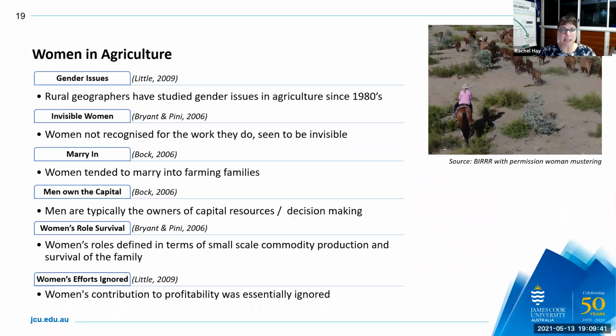If we dig a bit deeper into the academic literature, the research says that in gender issues, Bryant, Pinney and Little were the main offenders in terms of researching women's role in agriculture. Rural geographers have studied gender issues in agriculture since around the 1980s, and the early literature highlights that women worked as hard as men, but their efforts were seen to be invisible.